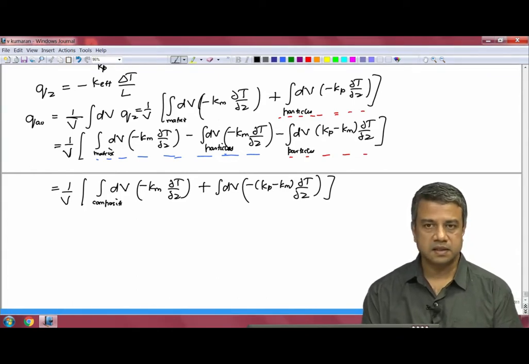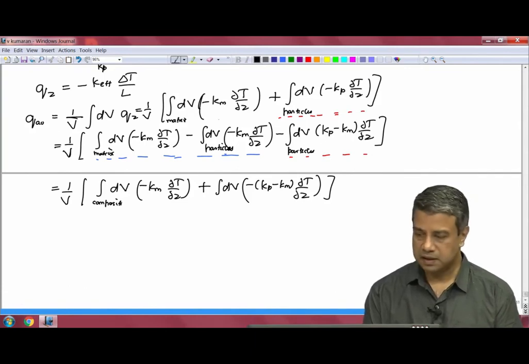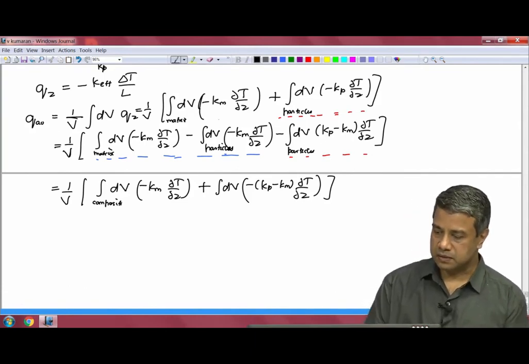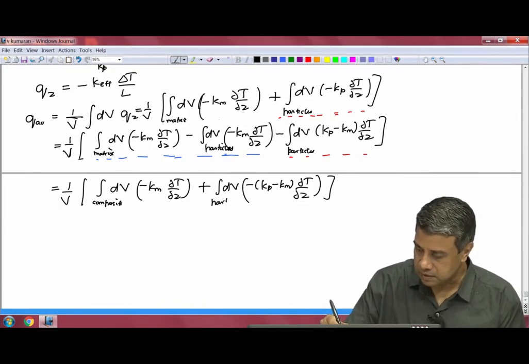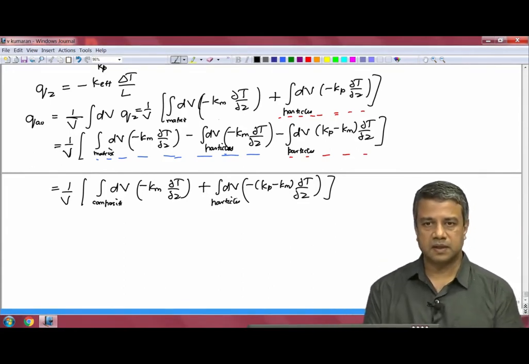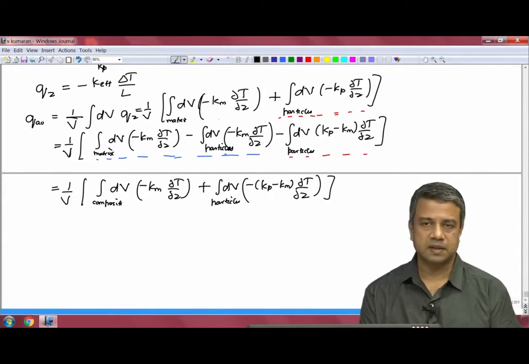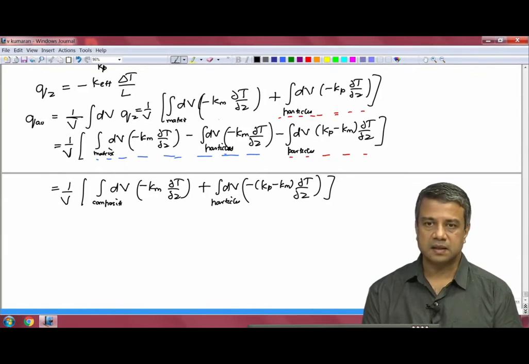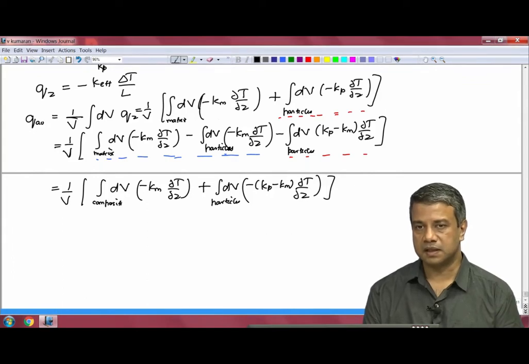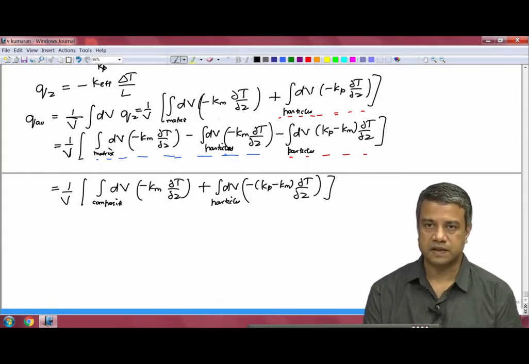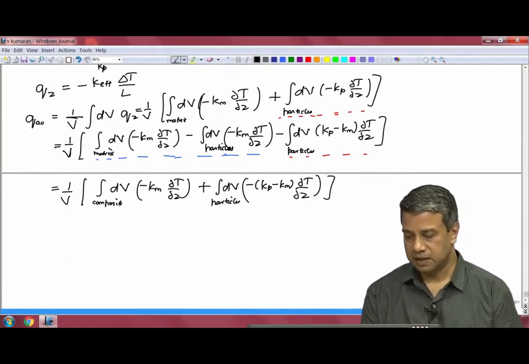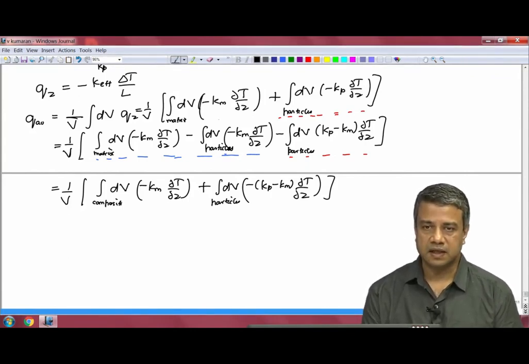So, you can see that this separates out the flux into two parts, one of which is the integral over the composite of the matrix conductivity times the temperature gradient. The second is the integral over the particles alone, of the difference in thermal conductivity between the matrix and the particles times the temperature gradient. So, this second term is the excess flux resulting from the fact that the particle conductivity is different from the matrix conductivity. The first term is just the flux over the entire medium if it were composed of the matrix alone.